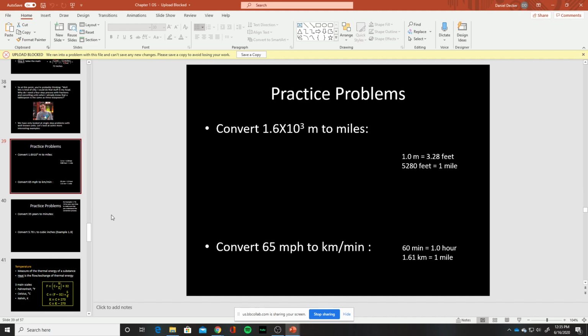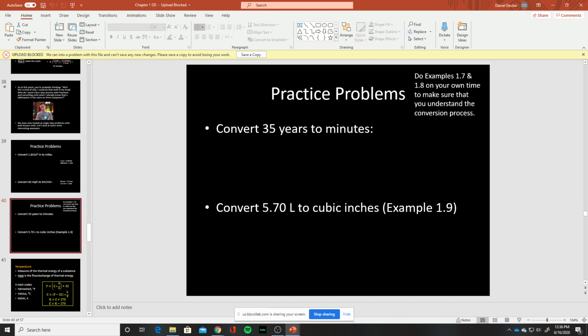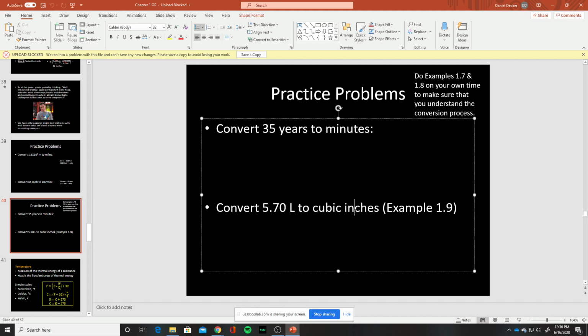So be sure you know how to convert from one unit to another unit, just like we were doing here. Like converting from meters to miles, converting from miles per hour to kilometers per minute, from liters to cubic inches, things like that. This, by the way, would qualify as one of the harder ones because you do have to do multiple conversions. There's a cubed unit in there.